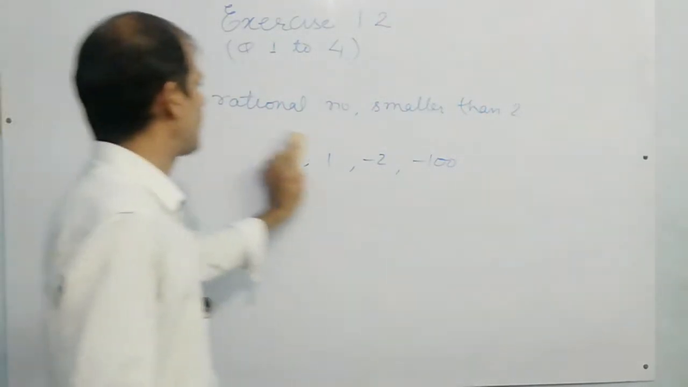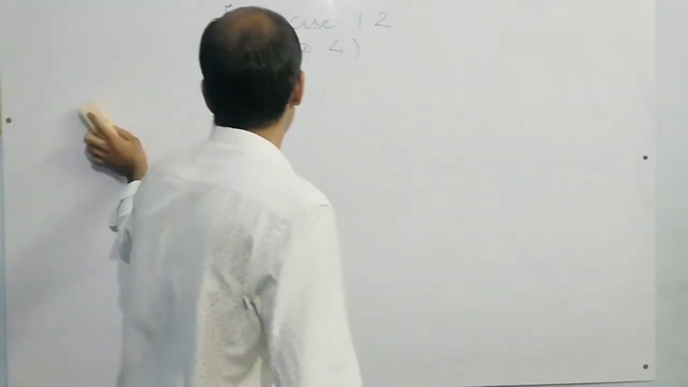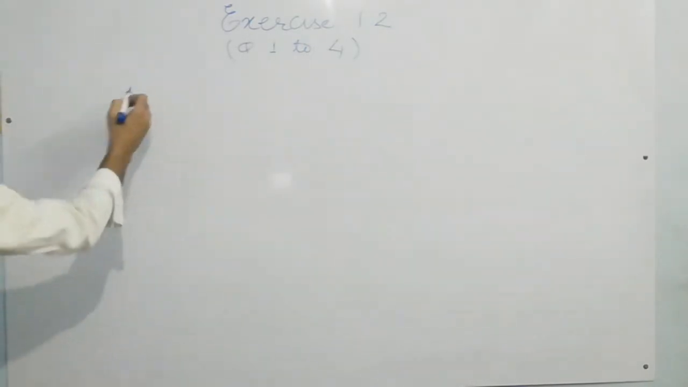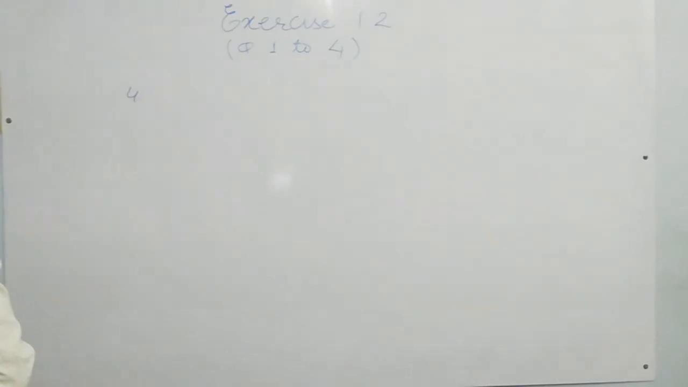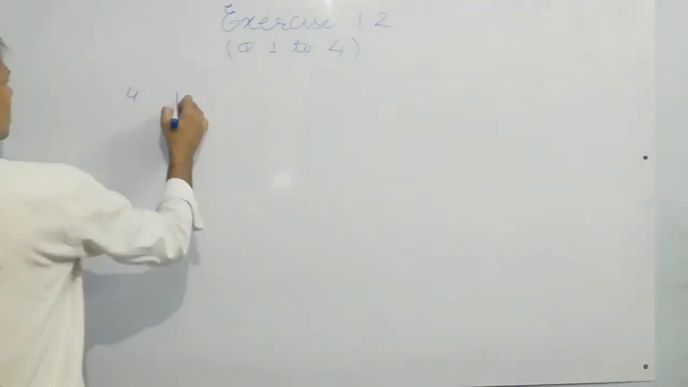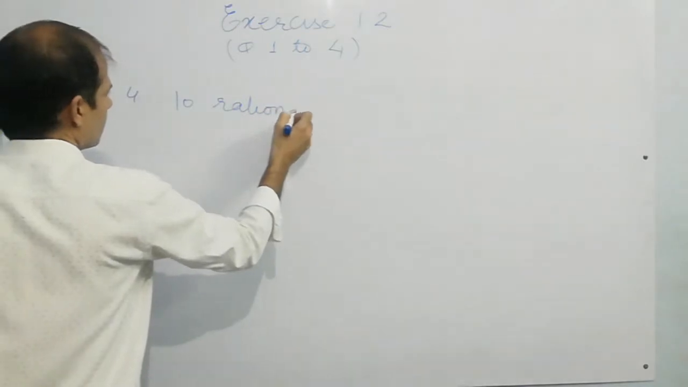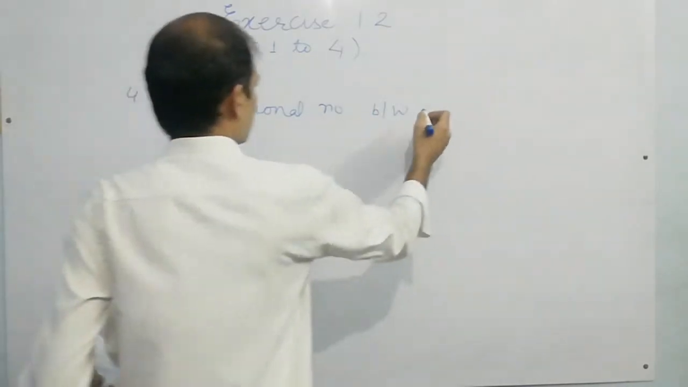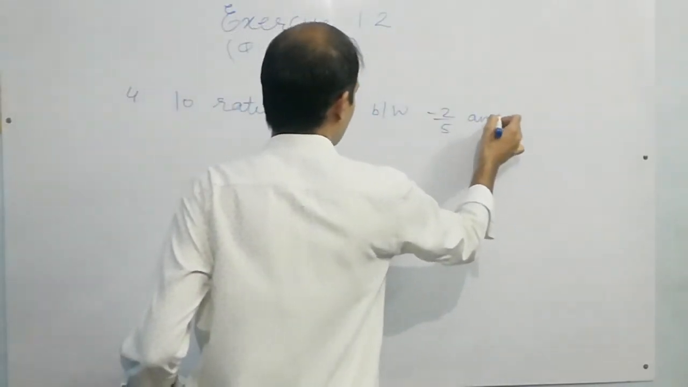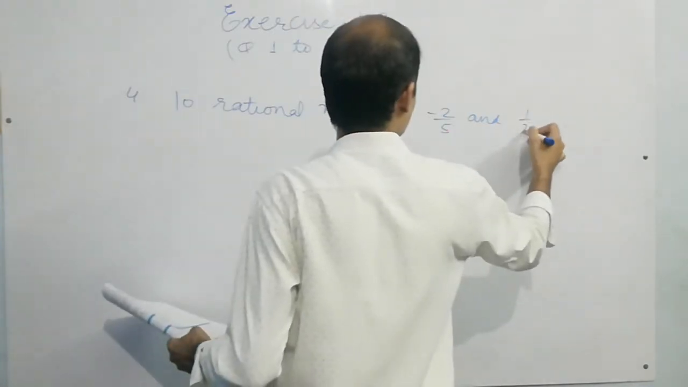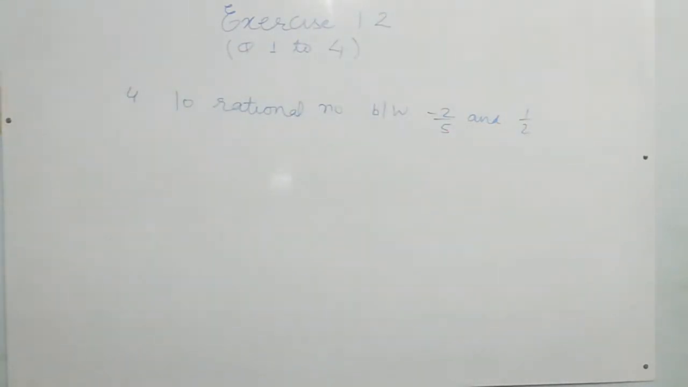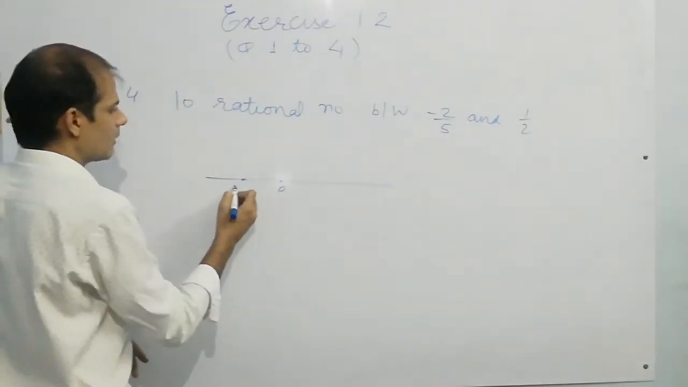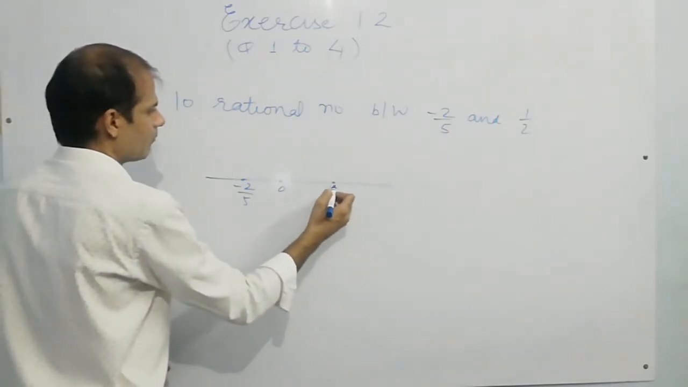And finally question number 4. This question is very interesting and very important. The question is find 10 rational numbers between -2/5 and 1/2. Okay, it means suppose this is a number -2/5 and here it is 1/2. Just have basic idea.